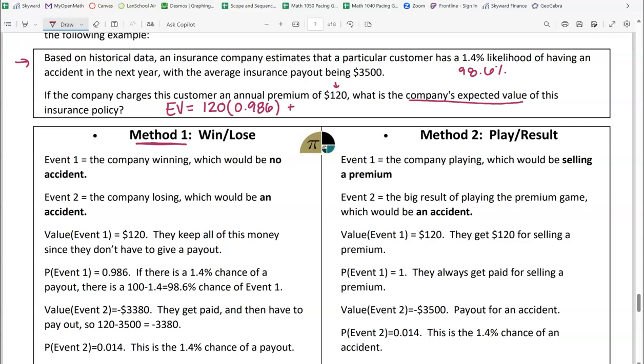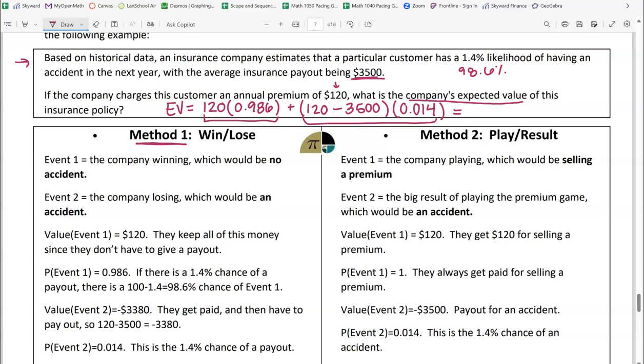Now we're going to go plus our second outcome. Our second outcome is that the person has an accident. So the company, if we think about it, would gain $120, but then they would have to pay the $3,500. So then they would lose $3,500. And the chances of this happening are the 1.4%, so we have 0.014. So this is our outcome 1, outcome 2, and then we just add them together.